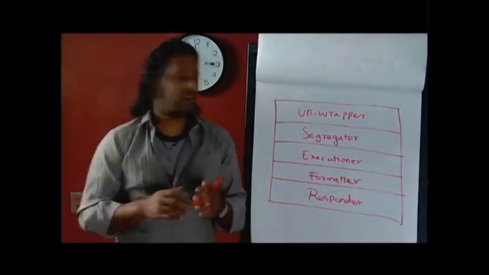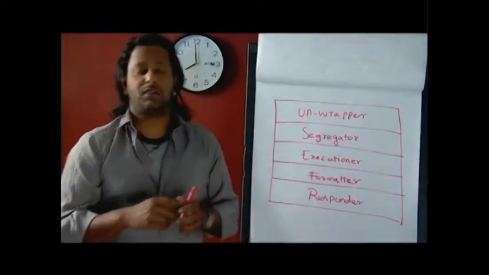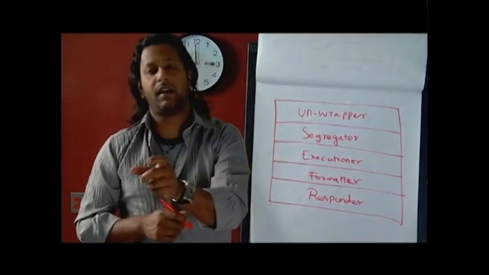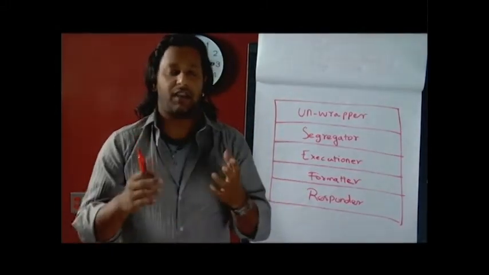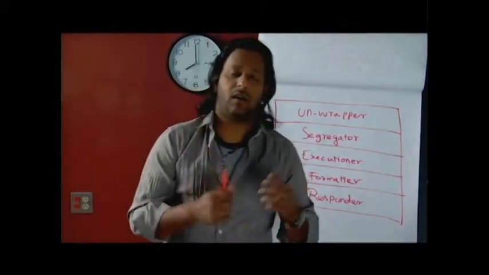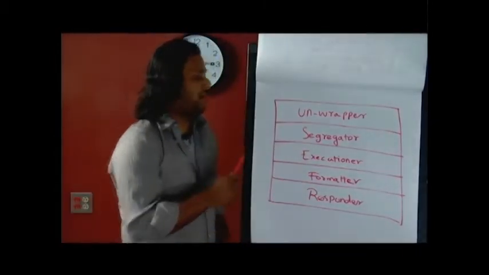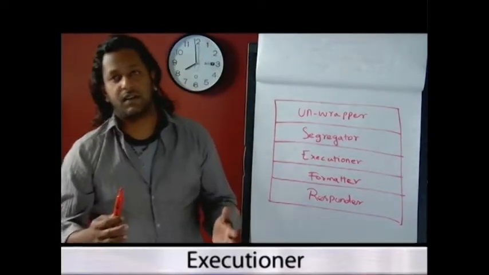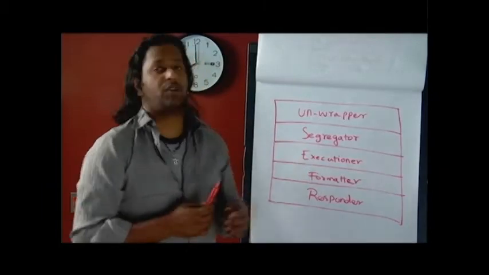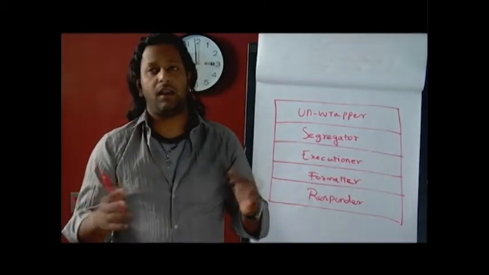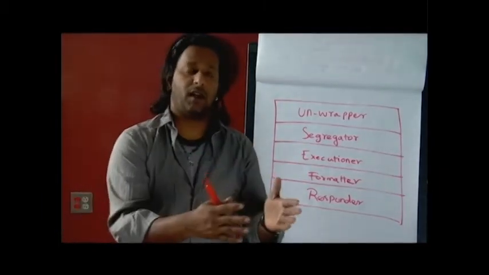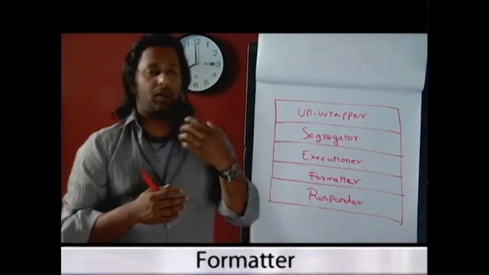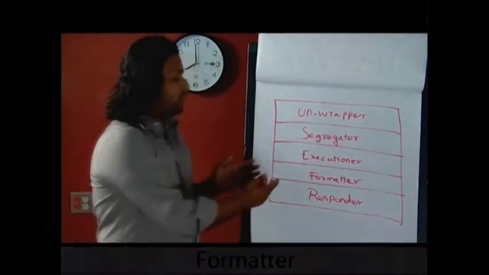The segregator checks against the table to see for a particular key which shard the particular data is mapped into. So it understands this based on either a lookup table or a file, which has that mapping information. Once it understands the data, it submits to the executioner, which will construct the query, go to the particular shard, and then execute the query or retrieve the data. Once it retrieves the data, it will hand it to the formatter.